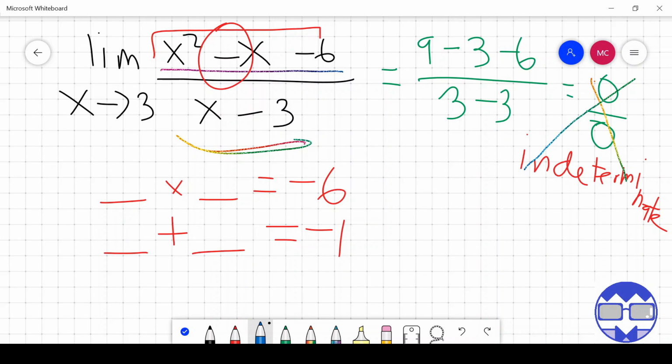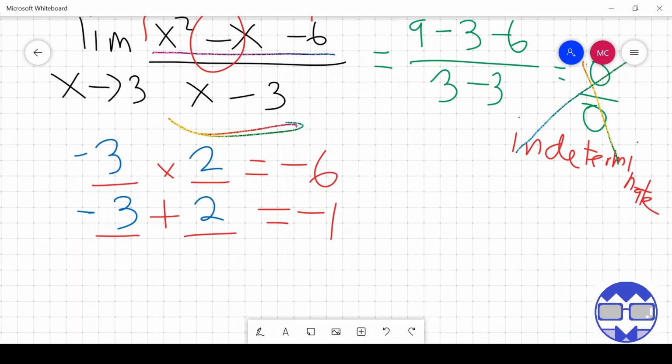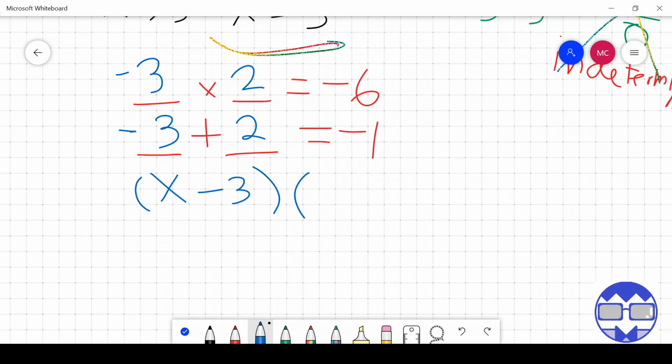Either we have negative 3 times 2 or 2 times negative 3. And this is also true for the addition: negative 3 plus 2 or 2 plus negative 3 is negative 1. Hence, our factors will be x minus 3 and x plus 2.